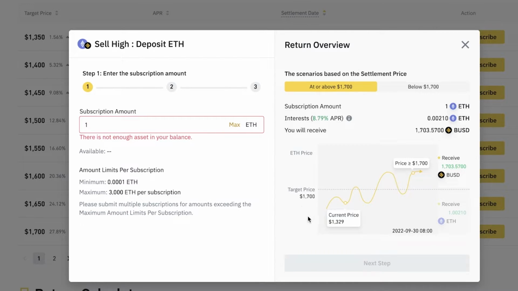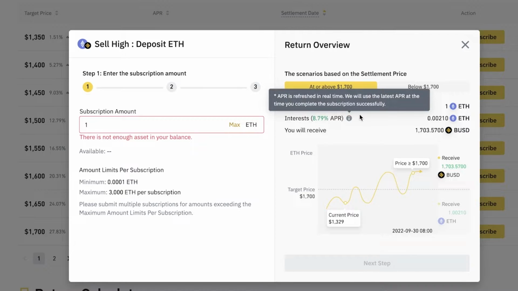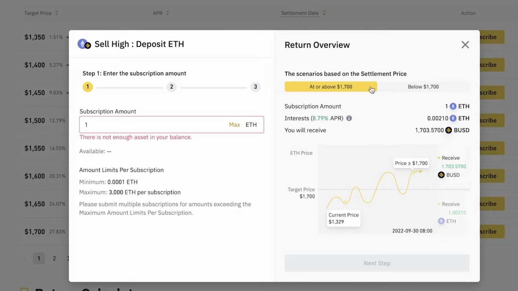So you can see over here, the current price is at 1329. This is the price that I expect to receive. And you can go on ahead and take a look at the interest that you will get. So it is 8.79 APR. That is the estimated interest. Now, if you expect it to remain below 1700, then you will not receive that much. You will be getting the same amount of Ethereum that you initially put in.